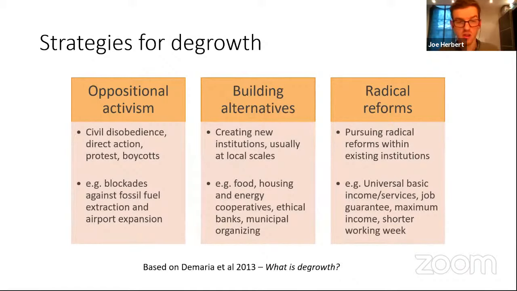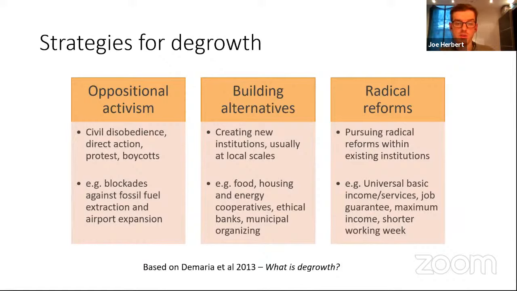But generally, so far, there's been three main strands of strategy that people have talked about. So firstly, you have what's often called oppositional activism. And this is, I guess, something very familiar to people involved with XR. So things like civil disobedience, direct action and protests. And obvious targets for that are the industries that are contributing most to climate and ecological breakdown. So fossil fuels, aviation being two obvious examples.